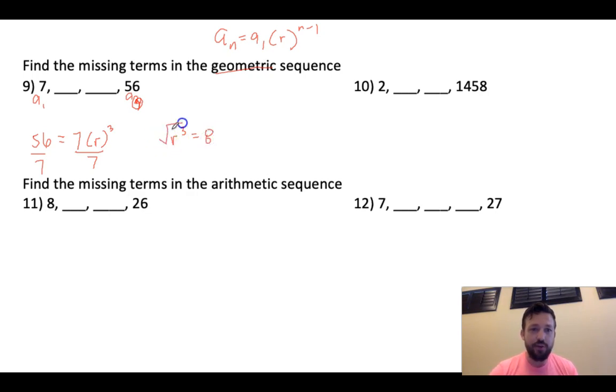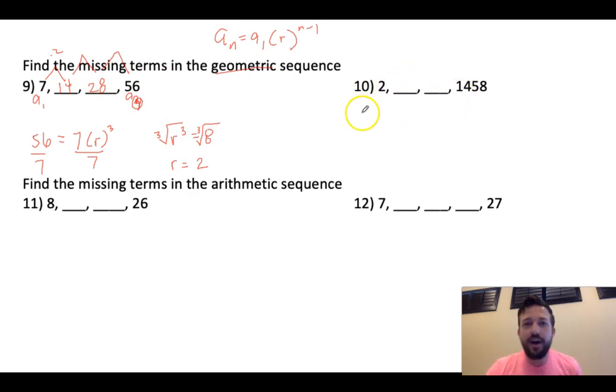And then we cube root it. The cube root of 8 is 2, right? 2 times 2 times 2 is 8. So our ratio is 2. So it's going to be 7 times 2. The next term would be 14. 14 times 2 is 28. 28 times 2 is 56. And there's the 2 missing terms, right? Go ahead and do the exact same thing right here.